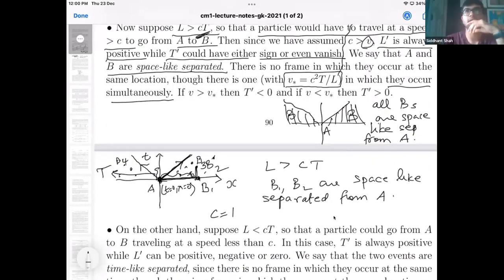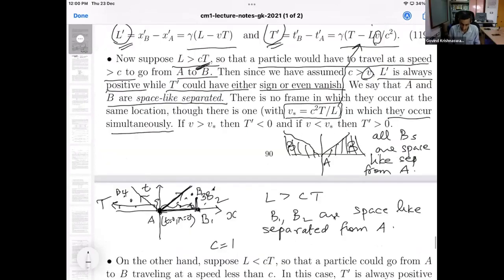Sir, could you repeat the diagram, please? I'm not clear on the B1, B2 part. Correct. So let me draw the diagram once again. We are considering, let me shrink the bottom part, that's not so important right now. So we have A here. A is an event that in the frame considered occurs at t equal to 0 and x equal to 0. That is the event we are considering.